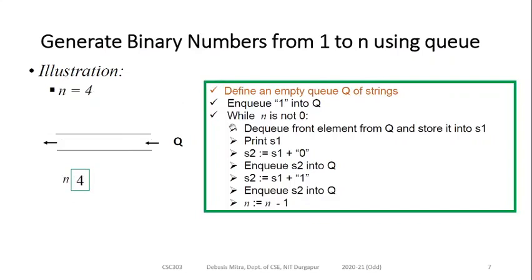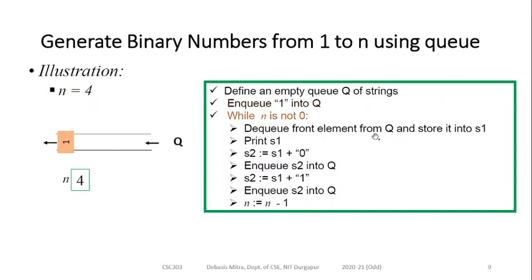Okay. Now for any value of n, first step will always be enqueuing 1 into the queue. Okay. So next step will enqueue 1 into the queue, and then we'll put into this while loop. So obviously n is equal to 4, so n is not 0. This test will satisfy. So we'll move into this body of the loop.